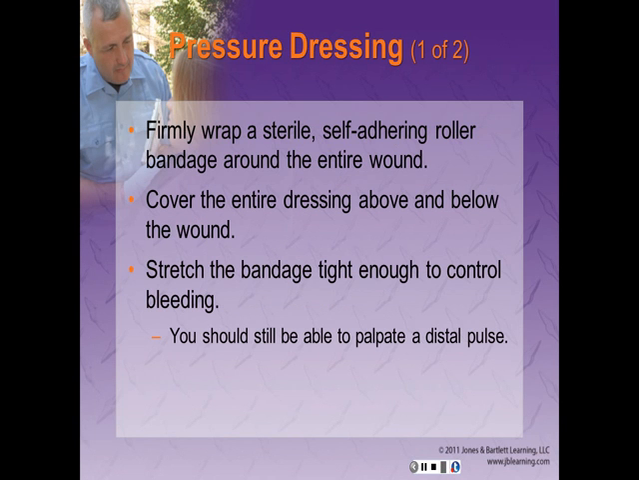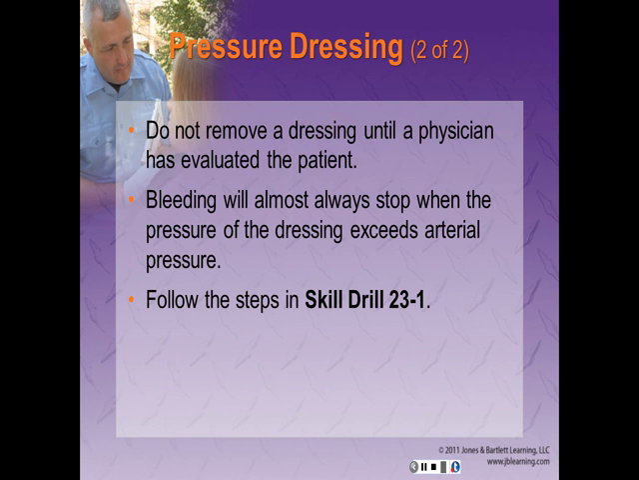Pressure dressings. Firmly wrap a sterile self-adhering roller bandage around the entire wound. You may use 4x4 sterile gauze pads for small wounds and sterile universal dressings for larger wounds. Cover the entire dressing above and below the wound, stretch the bandage tight enough to control bleeding, and you should still be able to palpate a distal pulse on the injured extremity after you apply the dressing if you were able to do so before.